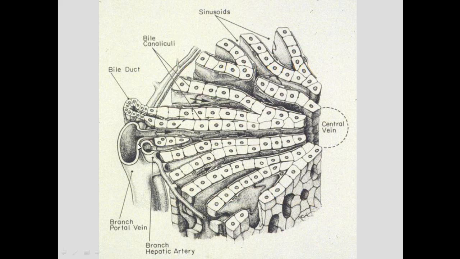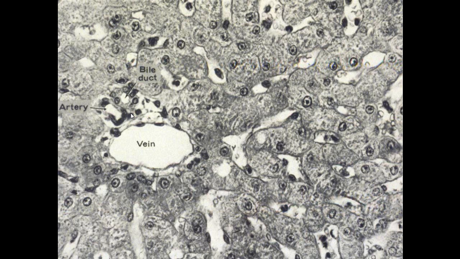So the blood goes from these portal radicals to the central vein. However, the bile is in the bile canaliculi, and that goes back toward the portal radical, opposite from the direction of the blood, and it is in a bile duct for it to be stored in the gallbladder and then discharged in the small intestines.